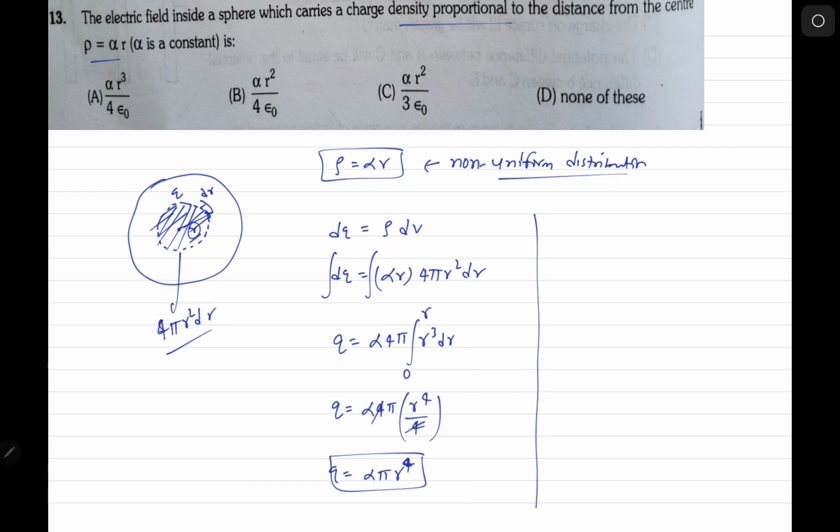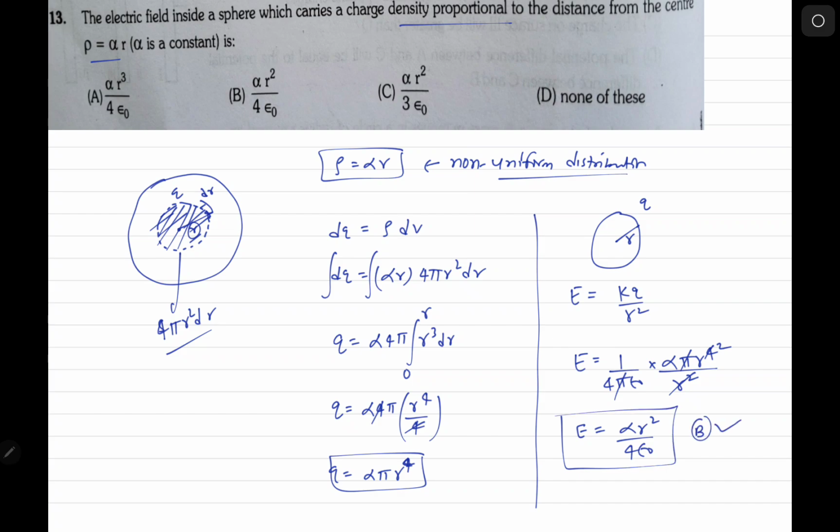Now if the sphere has charge q and radius r, what is the electric field on its surface? Electric field is kq by r square. So E is equal to k, which is 1 by 4 pi epsilon naught, into q, which is alpha pi r to the power 4, divided by r square. 4 pi cancels here, r square is cancelled, so the electric field is alpha r square by 4 epsilon naught. So option B is correct. Hope you understood. Let's move to the next question.